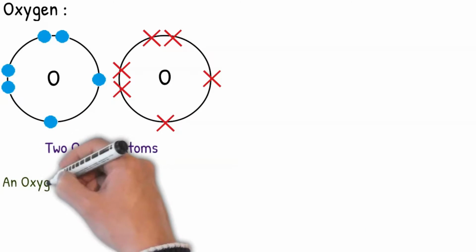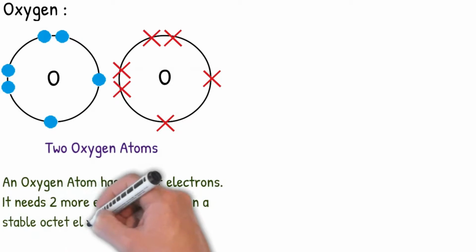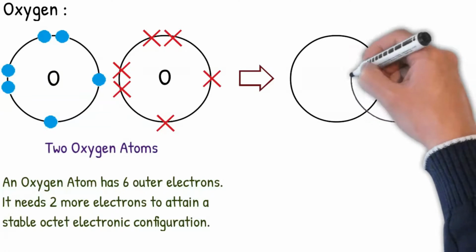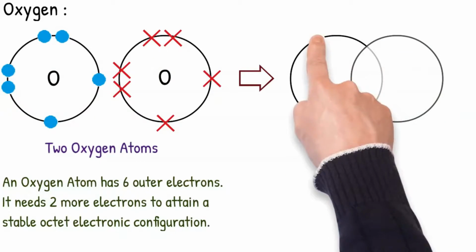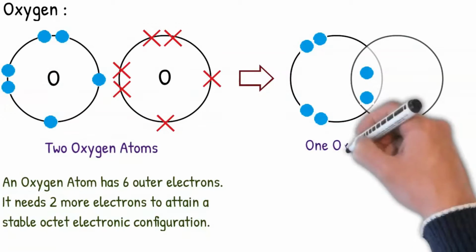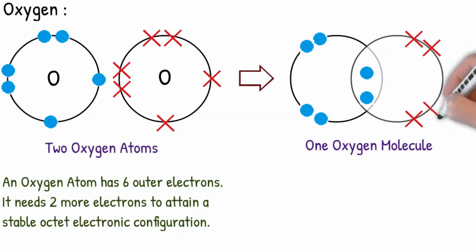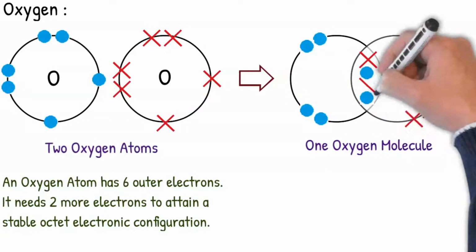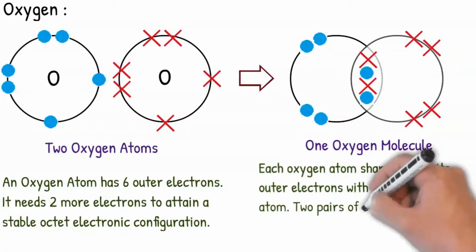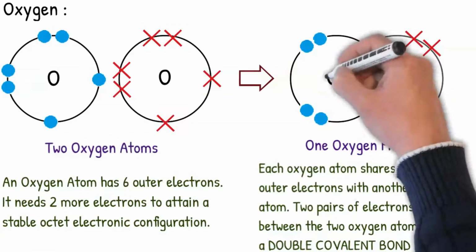Two oxygen atoms. An oxygen atom has 6 outer electrons. It needs 2 more electrons to attain a stable octet electronic configuration. One oxygen molecule. Each oxygen atom shares two of its outer electrons with another oxygen atom. Two pairs of electrons are shared between the two oxygen atoms, thus a double covalent bond is formed.